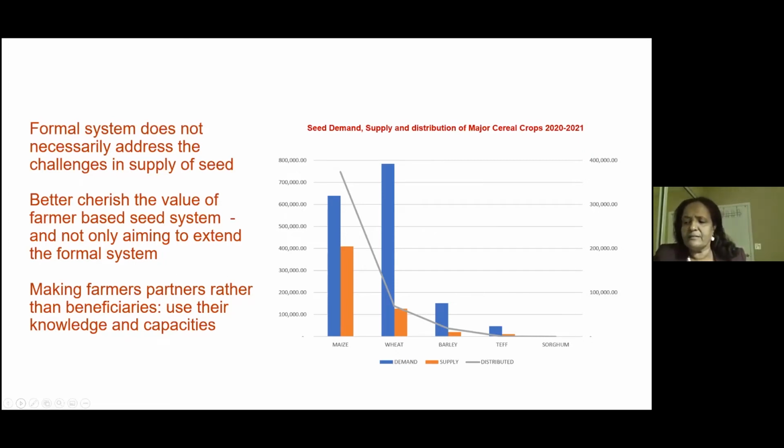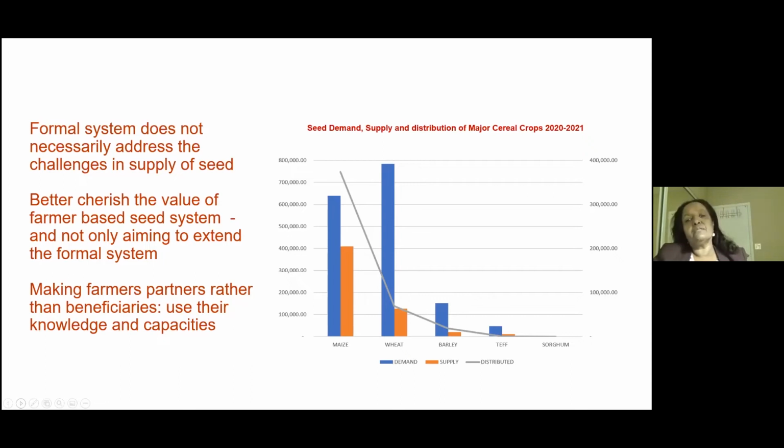So we have to study. This is what we are lacking. The formal seed system does not necessarily address the challenge in the supply of the seed. You can see from the figure, we have the demand, and the supply is always higher than the demand. You can see the bigger bar graph is in favor of the most promoted varieties.